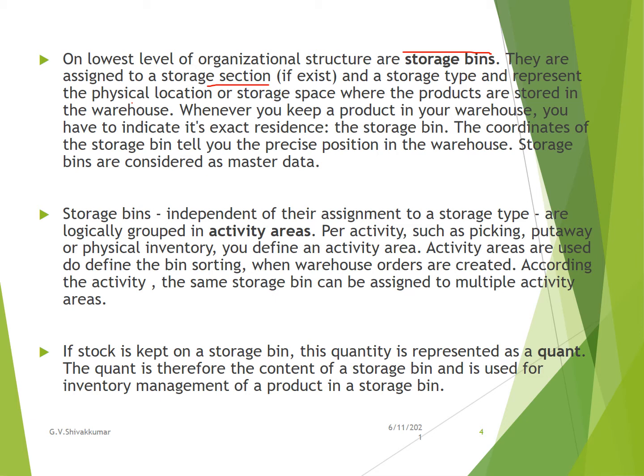According to the activity area, the same storage bin can be assigned to multiple activity areas. Normally we have a question in mind whether the same bin can be applied or is restricted to a particular area. It is not like that. The same storage bin can be available in multiple activity areas, say activity area 1, activity area 2, activity area 3. If you are doing sorting based on the material, then all the bins are included, so multiple bins or even the same bin will be available in multiple activity areas.